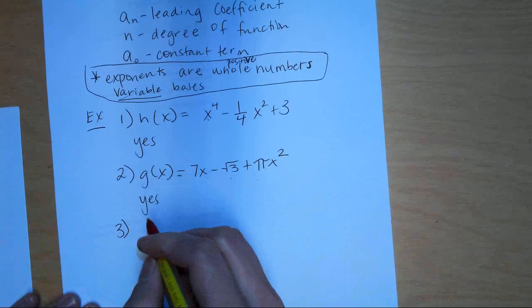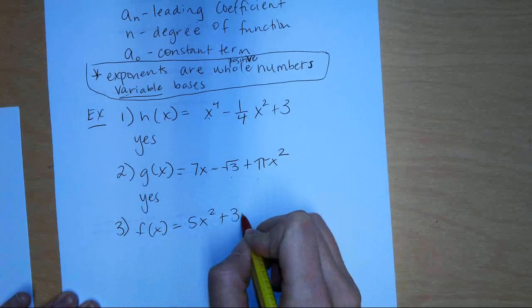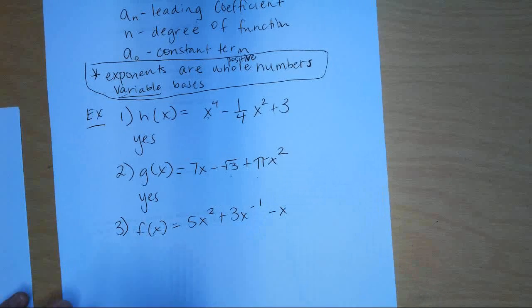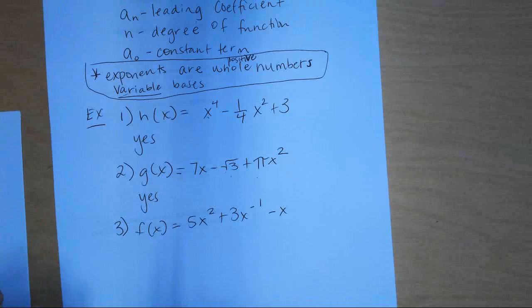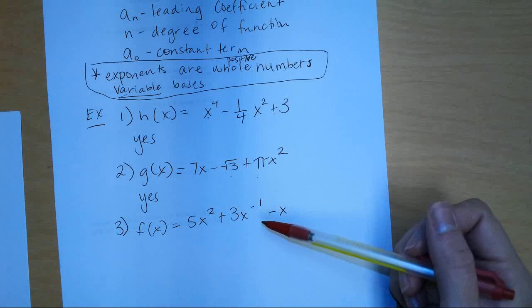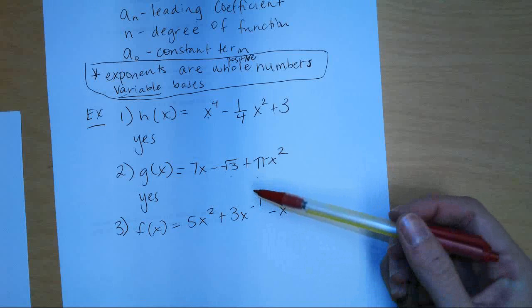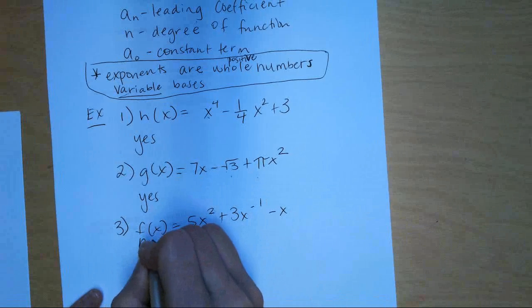Okay, next, f of x equals 5x squared plus 3x to the negative 1 minus x. Is this a polynomial? No. Why not? Because of the negative 1. The exponents have to be positive whole numbers. Remember what happens when we have a negative exponent? What can we do to make it positive? Put it in the bottom. But that really doesn't follow the pattern, right? So this is not a polynomial.